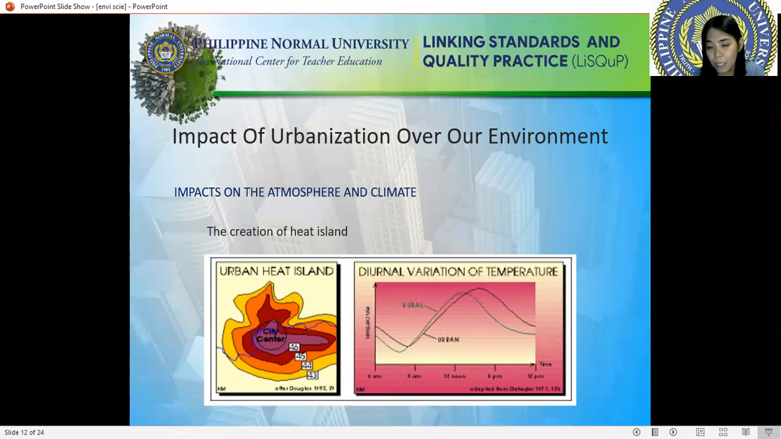So outside the city, it's 43 degrees. Then going inside, 44. As it goes inside, 45. And nearly at the center, it is 46. So what is the implication of this? There is a tremendous heat that people inside the urban areas experience compared to rural areas. So there are many problems that are connected to that.